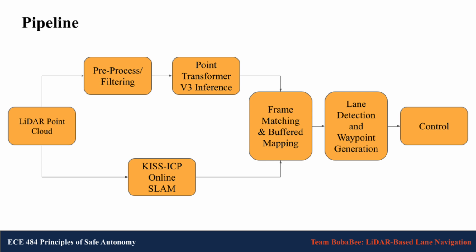Let me briefly walk you through our pipeline. Our raw LiDAR points are passed through a pre-process and filtering step, which helps reduce our inference time. It is then fed into our point transformer model to perform real-time inference of lane lines. Simultaneously, the raw points are passed through the KISS-ICP algorithm for pose estimation. These two results are then matched by sequence frame, and the buffer map is created, which is further utilized in our lane detection algorithm to generate waypoints. The waypoints are then utilized in our control unit to determine the steering and acceleration of the vehicle.